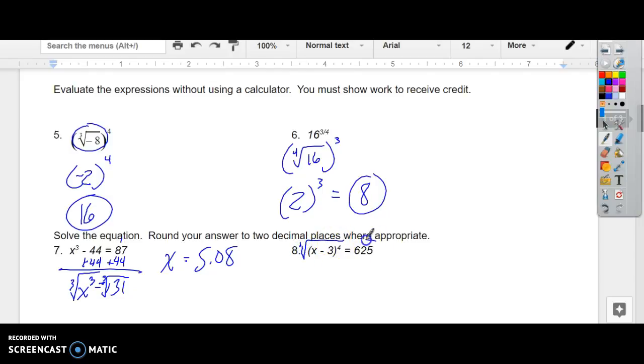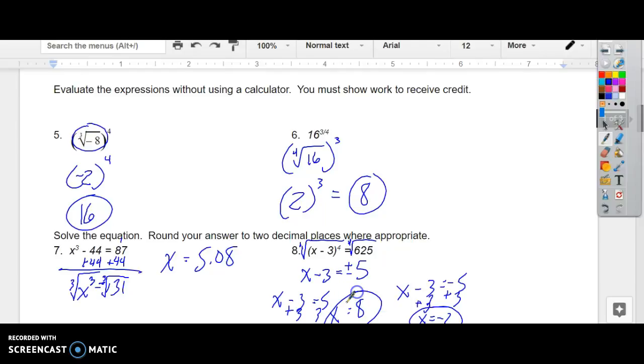Okay. And number 8, take the 4th root here. We get rid of that exponent of 4. Since this is an even root, you need to know I have plus or minus. This is plus or minus 5. So I have x minus 3 equals 5, and that x minus 3 equals -5. This one here will yield a -2. And this one here will yield a positive 8. So 8 and -2 are my two solutions for 7 and 8.